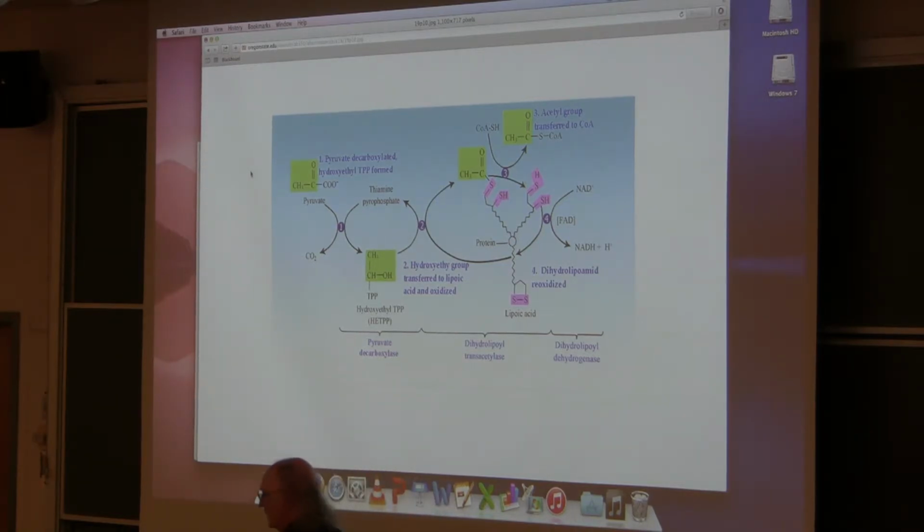Okay? So if you have something that has 3 carbons and you decarboxylate it, you then have something that has 2 carbons. That 2-carbon intermediate is very reactive. And it's actually carried by thiamine pyrophosphate, which grabs a hold of it and keeps it from reacting.